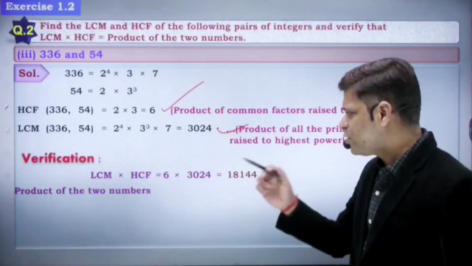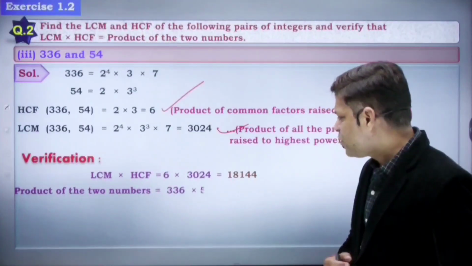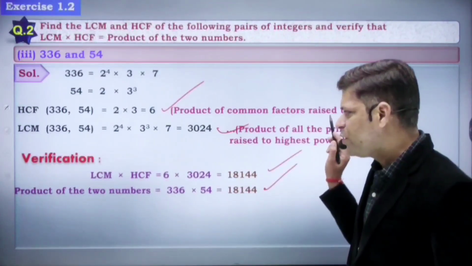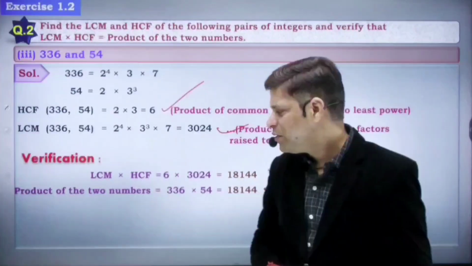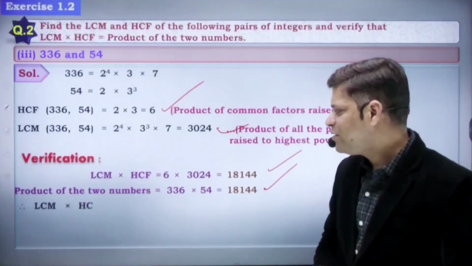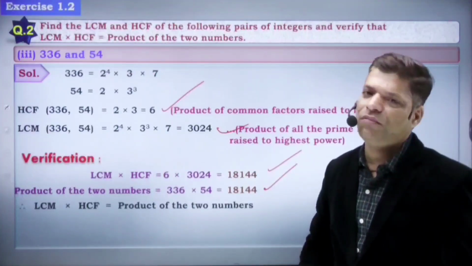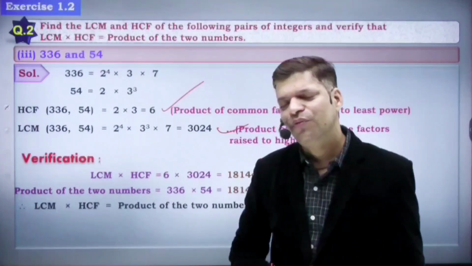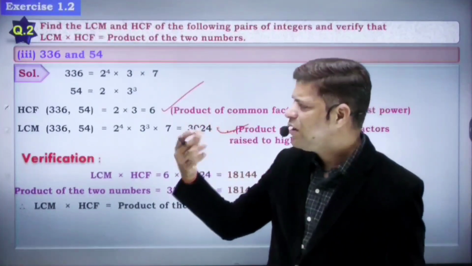The next one is the product of two numbers, that is 336 and 54. The product of both numbers we also find will be equal to 18144. So here we found that the relation is satisfied, that is LCM into HCF is equal to the product of both numbers, or the product of the given two numbers, right? So this is question number 2 of exercise 1.2. We learned about the same concept, LCM, HCF and their relation with the numbers. Okay, so the next question.